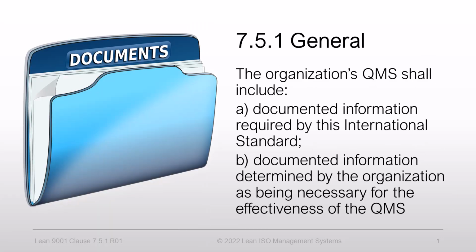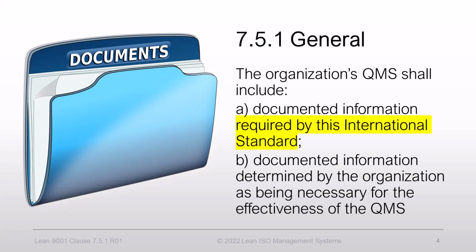Element 7.5.1 General reads: the organization's QMS shall include the following. A, documented information required by this international standard, and B, documented information determined by the organization as being necessary for the effectiveness of the QMS. Let's start with the requirements of the standard.